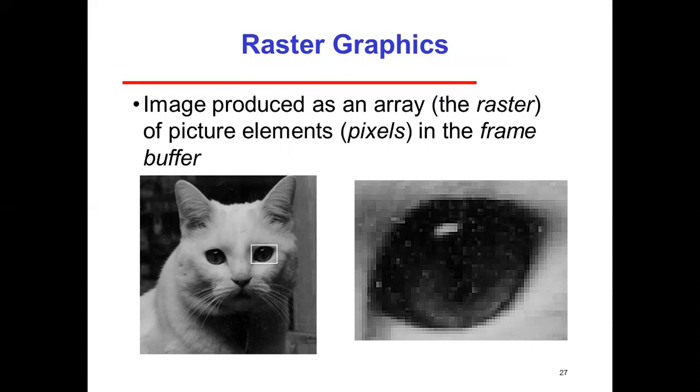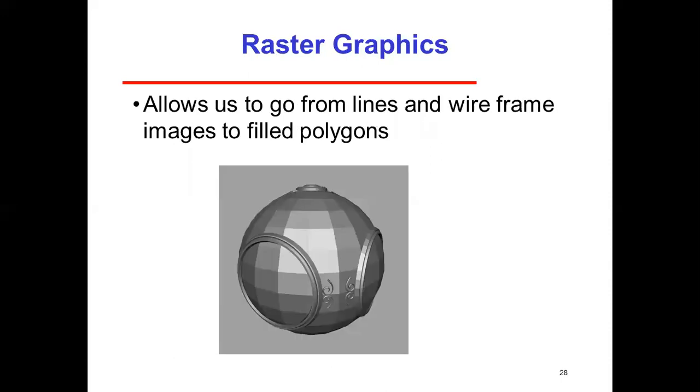So how can we develop, create or produce the image with the help of raster graphics? Another example allows us to go from lines and wireframe images to build polygons. With the help of raster graphics, we can use a number of lines and wireframe images to build polygons. Earlier it was only a number of lines. Now we can build with the help of raster graphics. So it changes into a new form.